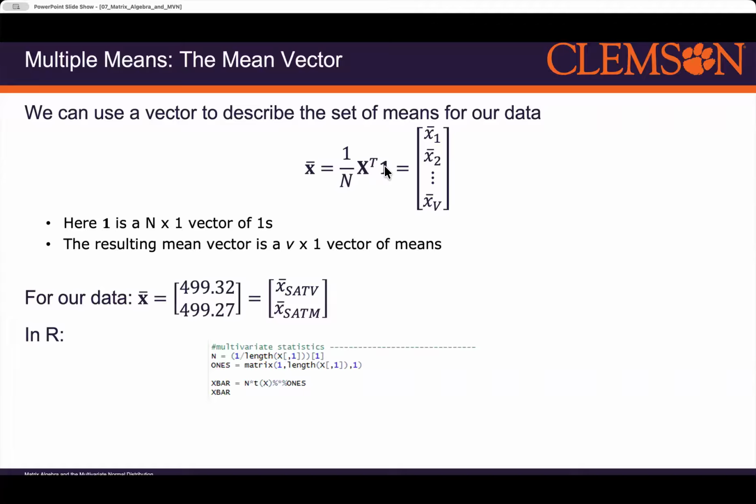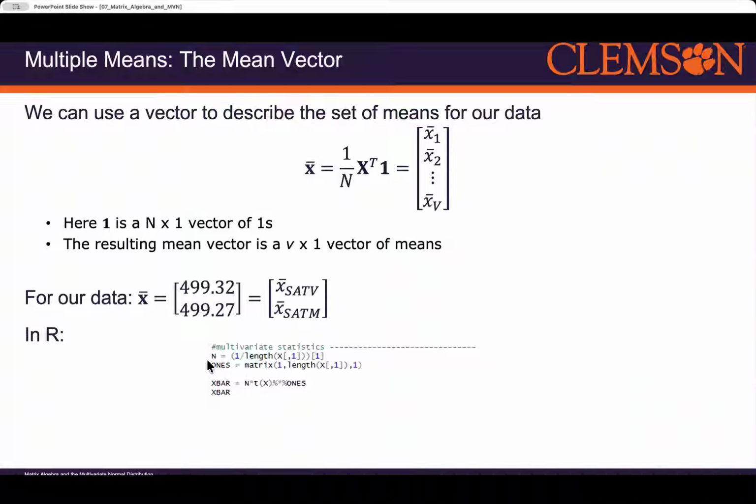Now that ones vector is used because, remember, each of the elements of X, to do this, we have X as, let's say, n people by P variables. The ones vector would be n times 1. So each of the elements of this mean vector would be the dot product of a variable with 1, which is simply the sum of those observations. And then we divide that by n. So there we have it.